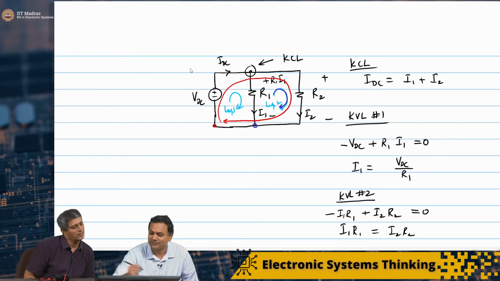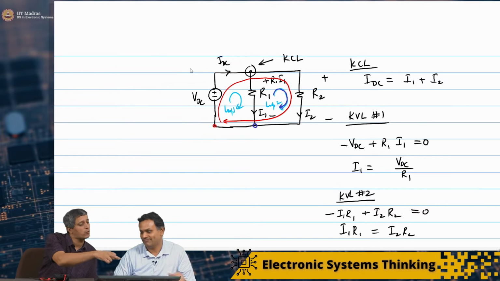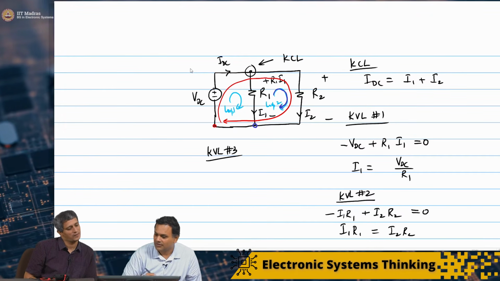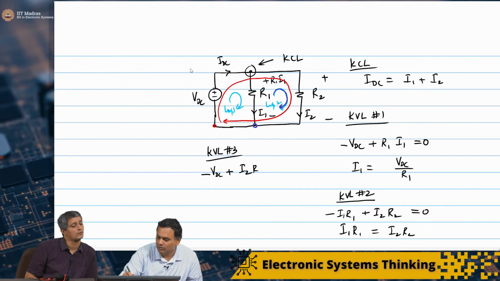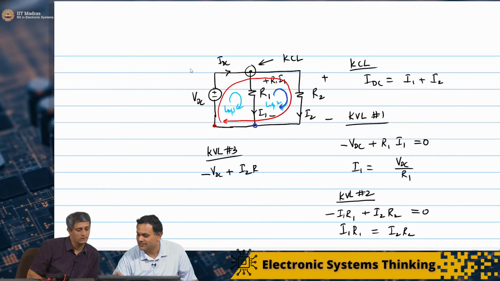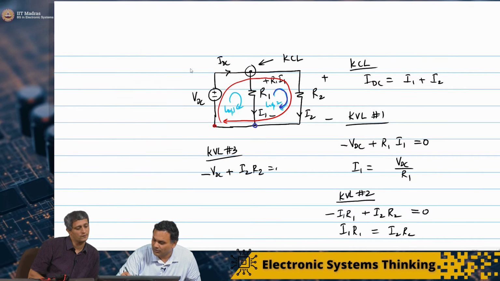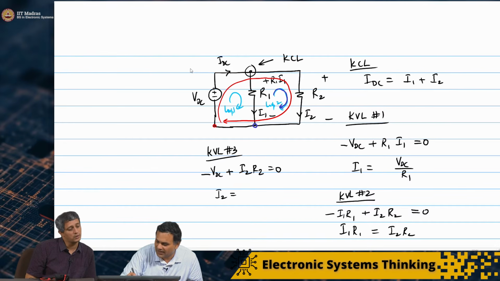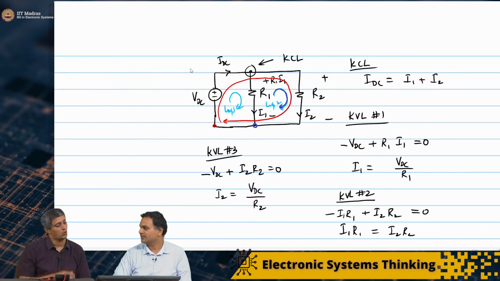So if you go by the third loop, VDC will be equal to I2 R2. I'll write that here, KVL number 3. It tells me that minus VDC plus I2 R2 is equal to 0. I'll follow the same convention. I have done R2 I2 and I2 R2 in some cases, but I think people will understand. So therefore I2 is VDC by R2.